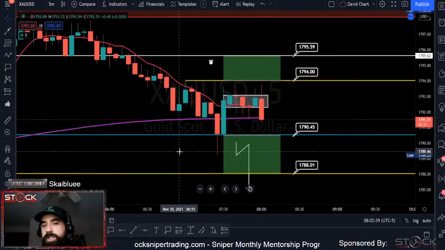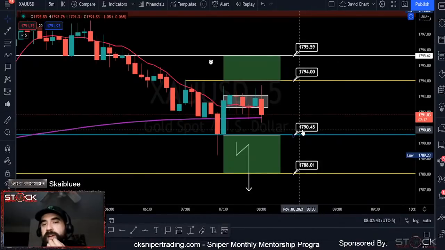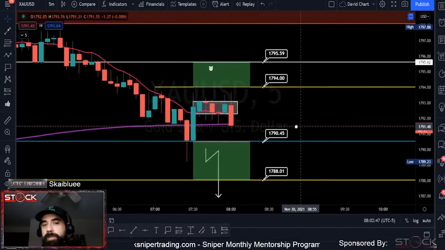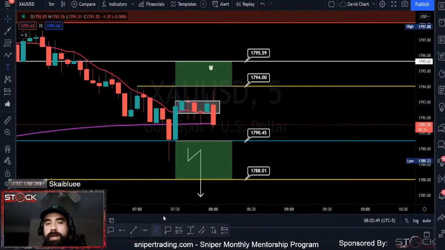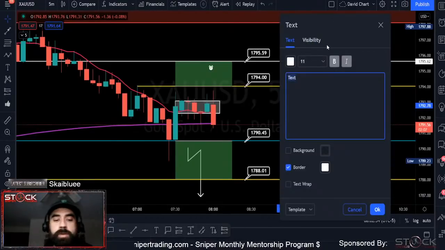So just remember, guys, if price starts to break below 1790, if it breaks below 1790.45, what we're looking at doing is 10-15 pips. I will monitor that and I'll write that down for you. That's one thing we didn't actually get down yet. All right, so let's just do this.